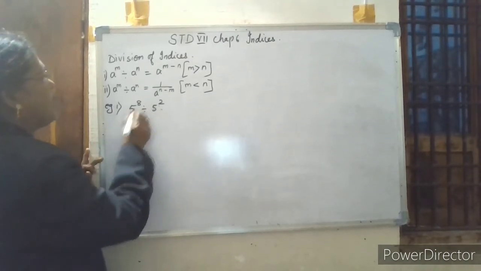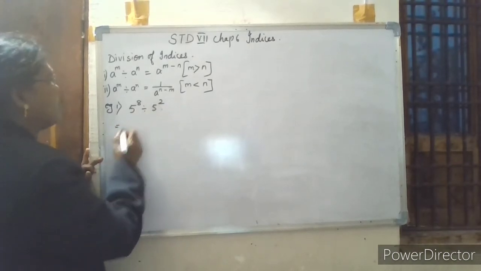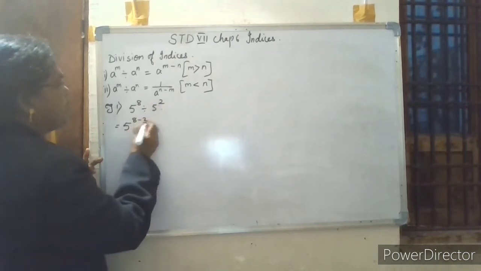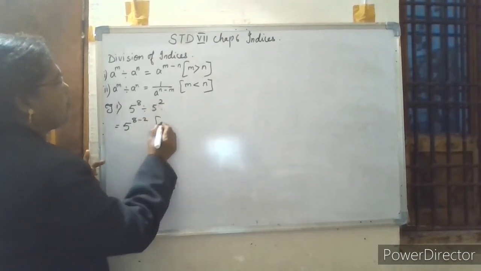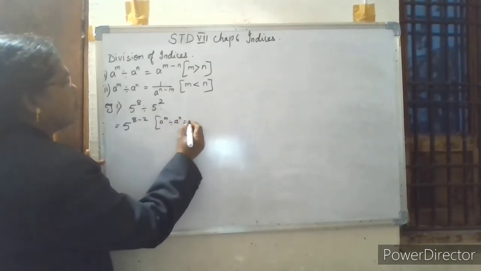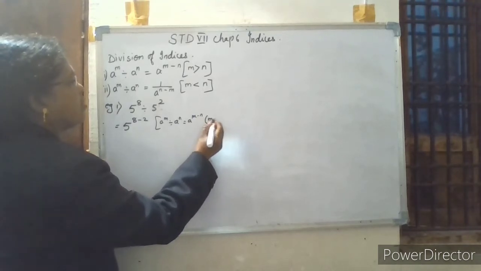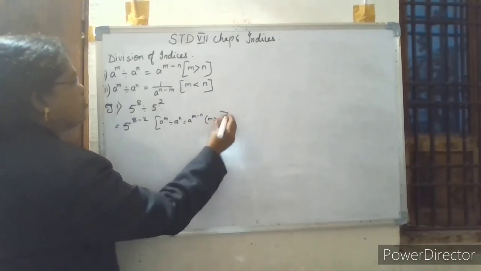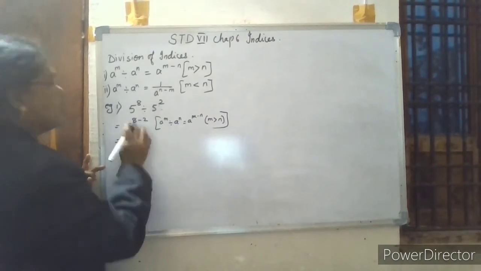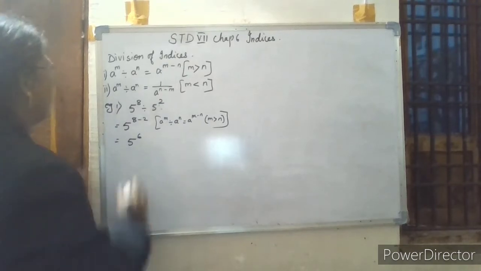Example: 5^8 divided by 5^2. The base is the same, so it will be 5 raised to 8 minus 2, because 8 is greater than 2. That is because of a^m divided by a^n is equal to a^(m-n), where m is greater than n. Therefore, that is equal to 5 raised to 8 minus 2, which is 6. This is the answer. You have to write the formula in this way.